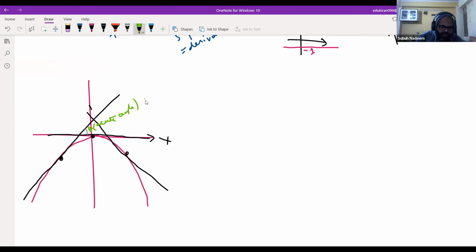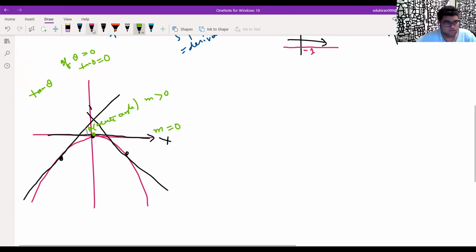So you can say that the slope is positive because tan theta will be tan of an acute angle, which will be positive. The acute angle is less than 90 degrees. Then when the tangent is parallel to the x-axis, overlapping with the x-axis, the slope will be 0, because the angle is 0. If theta is equal to 0, tan of 0 is equal to 0. Slope is 0.